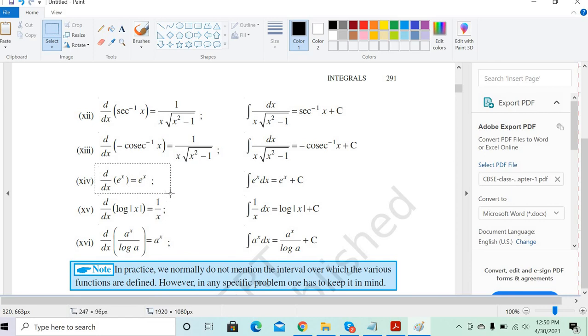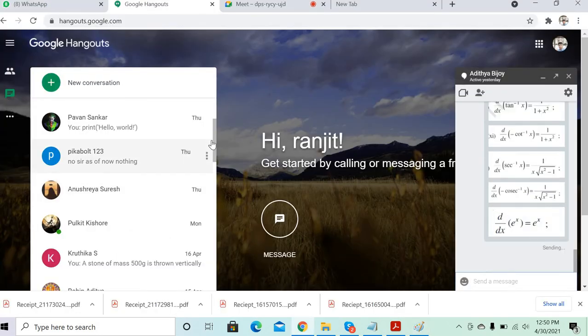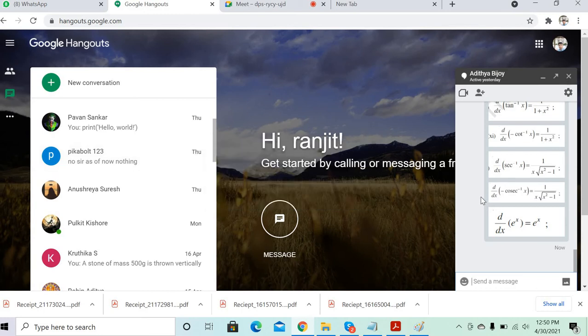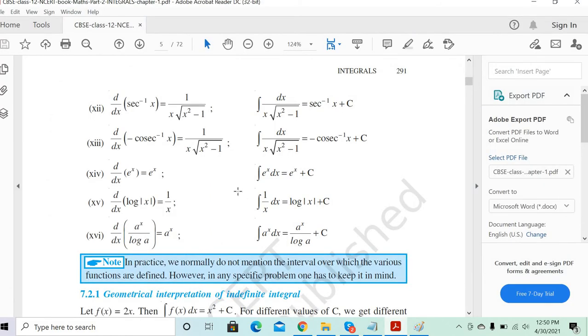Now let's go to the 14th formula. The 14th formula is the differentiation of e power x. That's the standard e power x. No change. E power x remains e power x only. So integration of e power x also remains the same only.